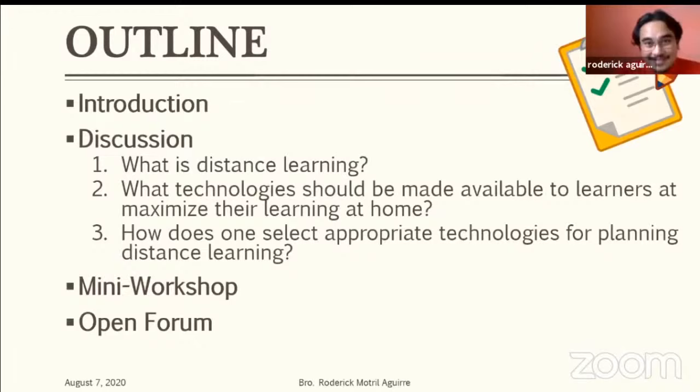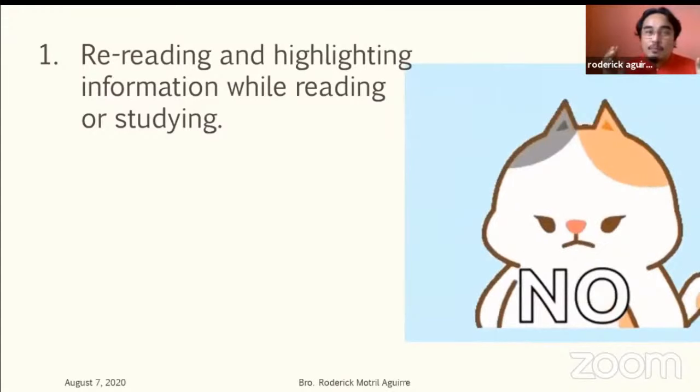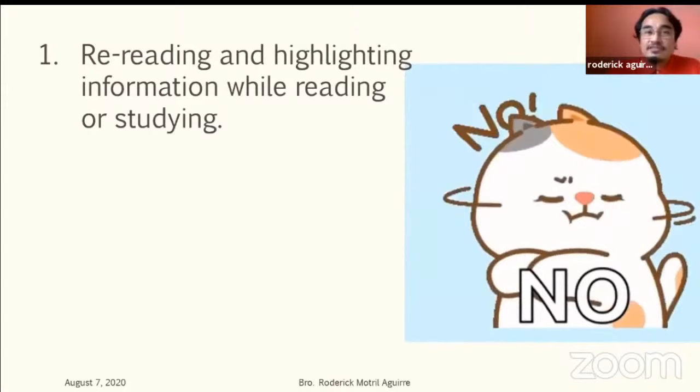Research shows that rereading and highlighting information while studying or while reading a selection or a part of a book or a unit or part of a module is actually a barrier, a stumbling block for learners in understanding and getting the information from what they are reading or studying. So the most important thing to teach our students first is to finish reading it, and then after reading it, they can now look for the information that is very important.